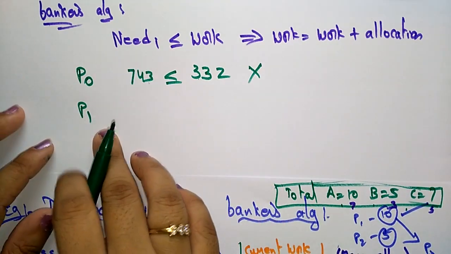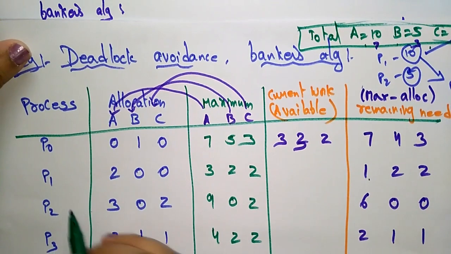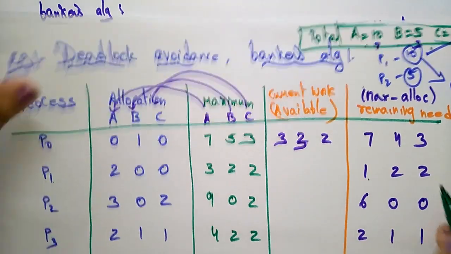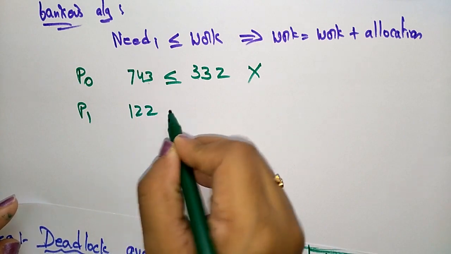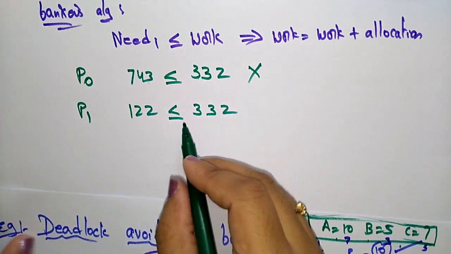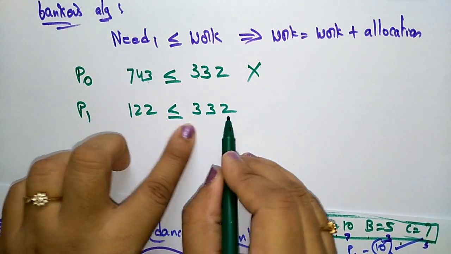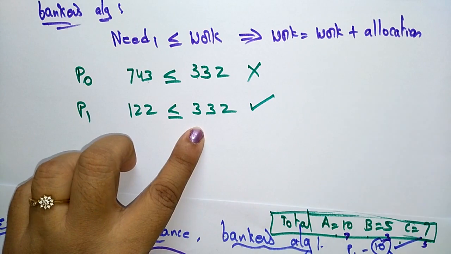Okay. Now we will go for P1. The P1 need is 1, 2, 2. So is 1, 2, 2 less than or equal to work? That is the current work, 332. Yes, 1 is less than or equal to 3. 2 is less than or equal to 3. 2 is less than or equal to 2. Okay, this condition is satisfied.